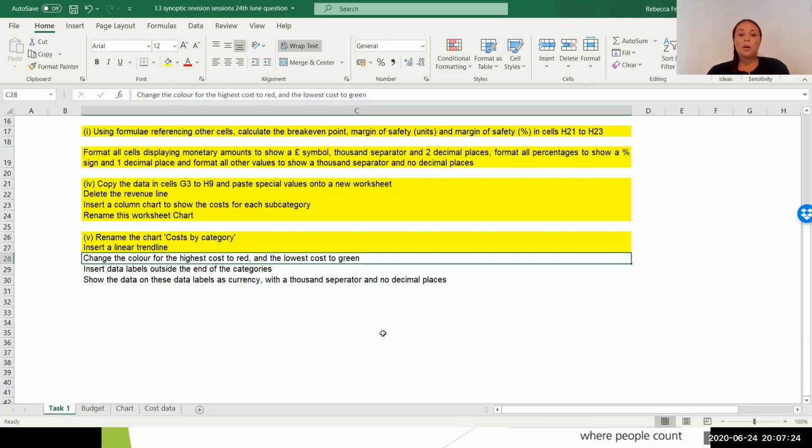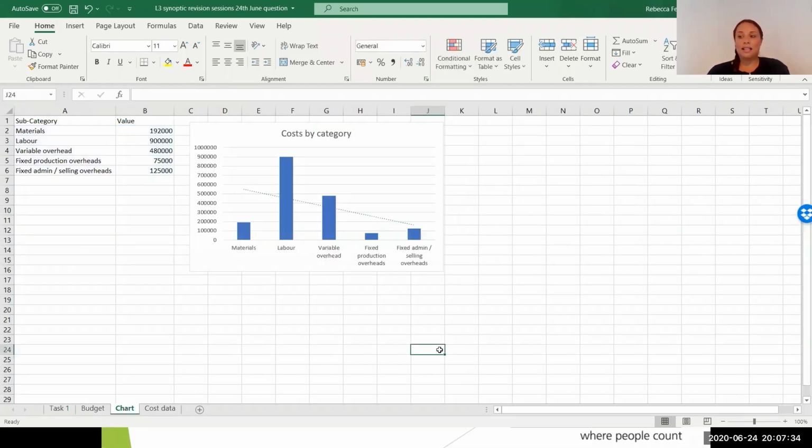Okay, for the third part of the requirement, it says change the colour for the highest cost to red and the lowest cost to green. Now, this always gets students stuck in the exam because they think that there's a clever way that the chart can do it itself. It actually can't. It's actually a manual thing that you have to change yourself. So what it's asking you to do is say, what is the highest cost? And instead of it being a blue line, you're going to change it to red.